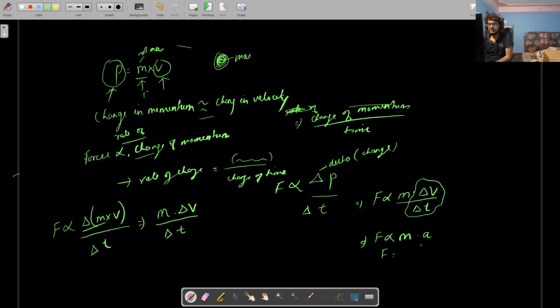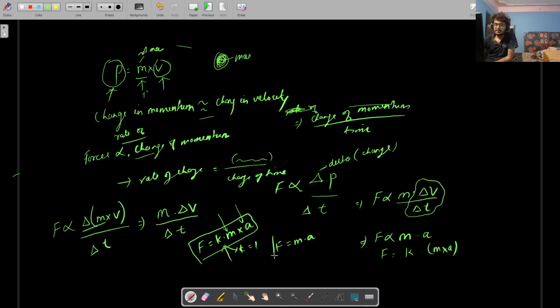So force is equal to, we put a constant of proportionality, k into m into a. Force is a proportionality constant into m, mass of the body, into acceleration of the body. So in many cases we generalize k to be 1. So we put k equal to 1, and we just have F equal to m into a. So this is Newton's second law of motion.